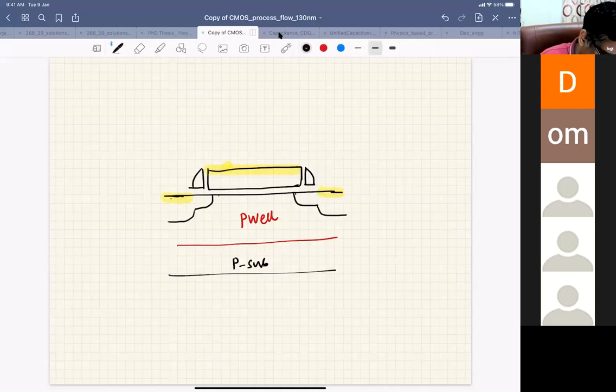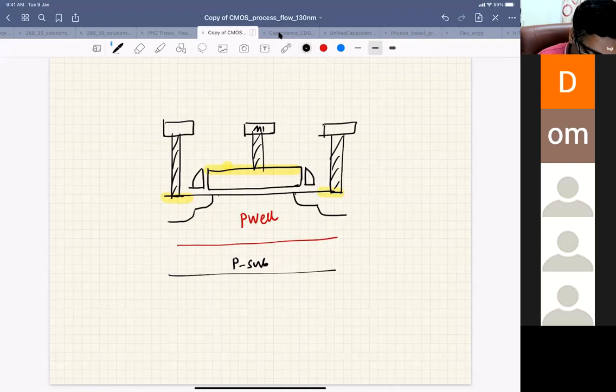And then you take a contact. Your contact is taken like this, and your gate contact is taken like this. And this is your metal. Let's say this is metal one, and this is metal one. This is the gate contact, this is your source, and this is drain. Also, the substrate contact is not shown here.